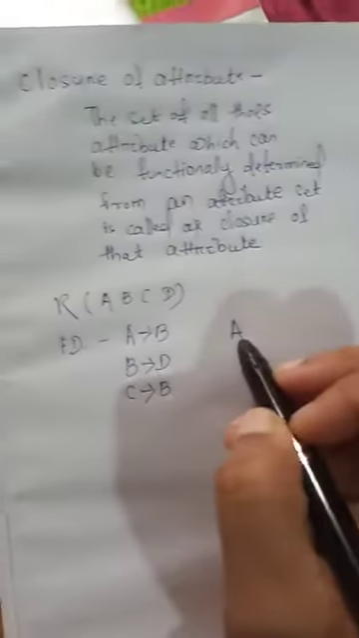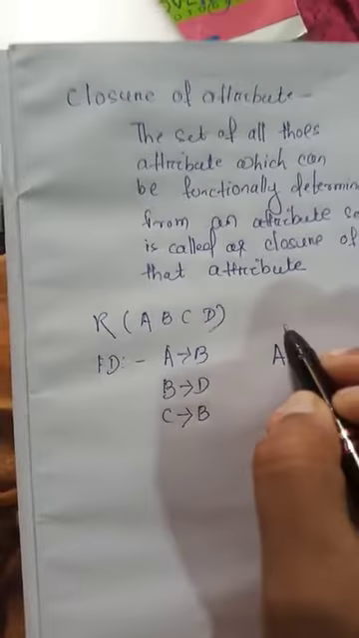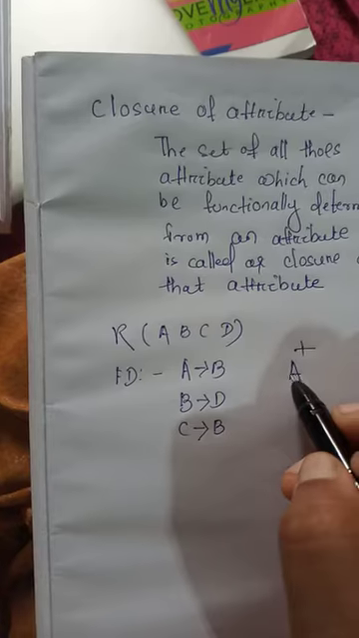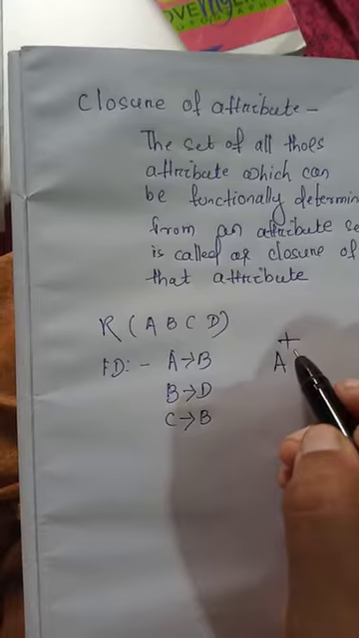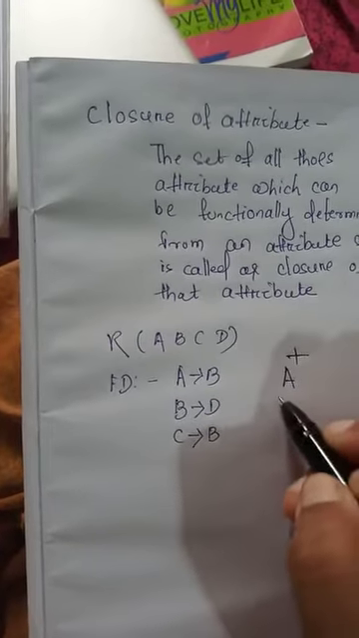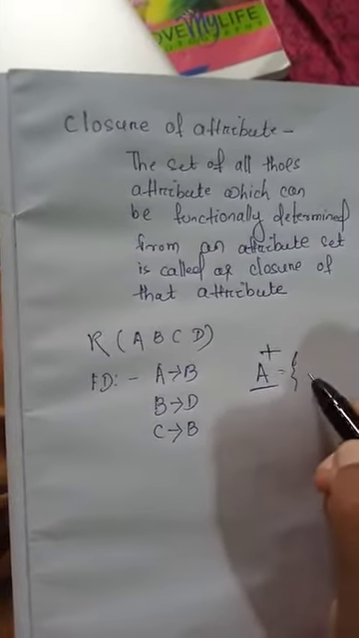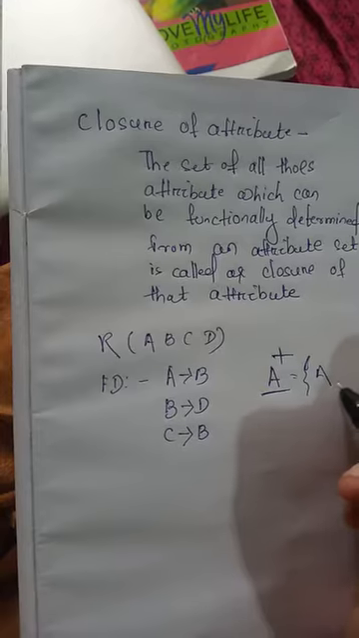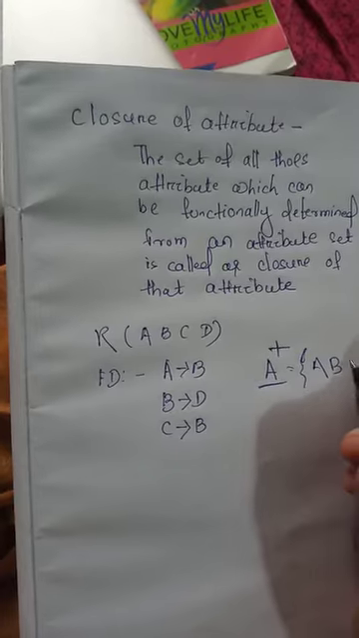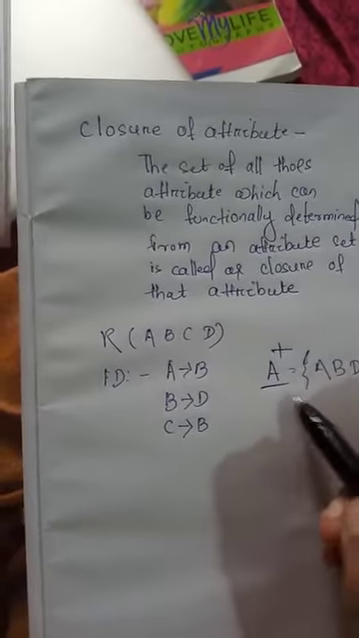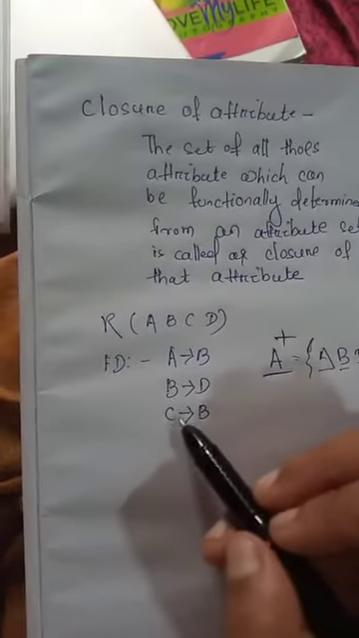Okay, so to find out the closure of a particular attribute, it is necessary to put a plus symbol. This is the symbol to find out the closure. Here A itself determines, from A to B it also determines, and B to D also determines. So from the attribute A, B and D can be determined, but C is not determined.